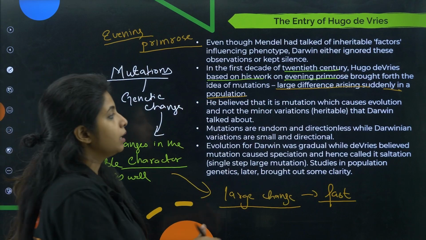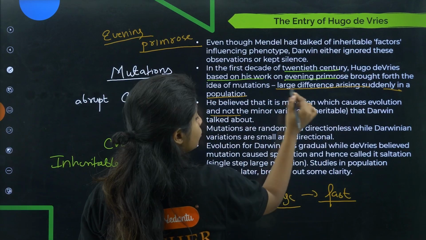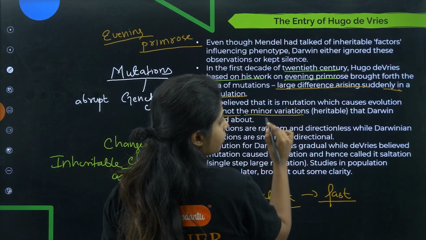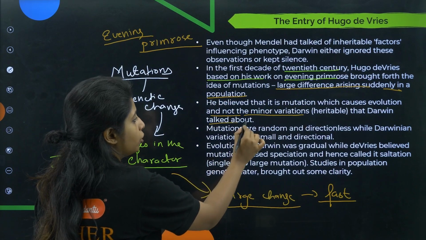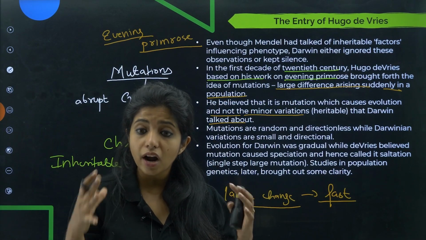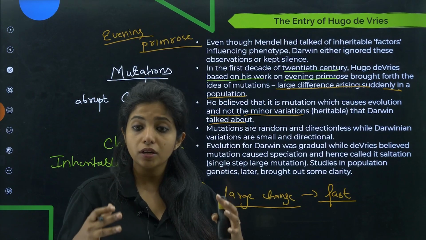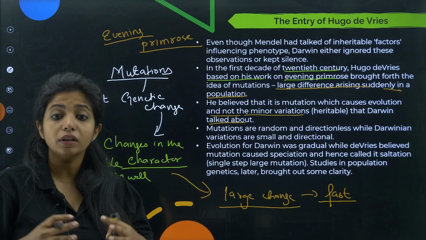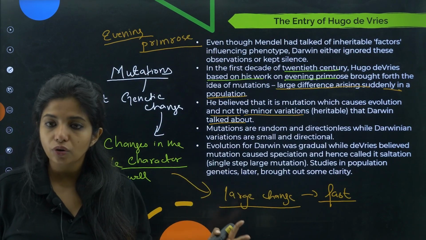He believed that it is the mutation that causes evolution, and not the minor variations that Darwin talked about. So it was not talking about the minor variations that you see over there. It is because of larger mutations, because mutations in the genetics obviously will lead to a big change in the whole population.